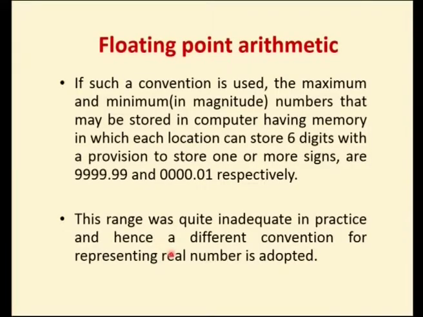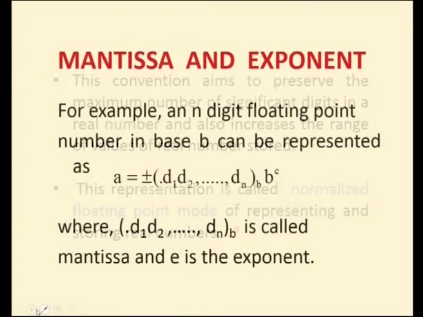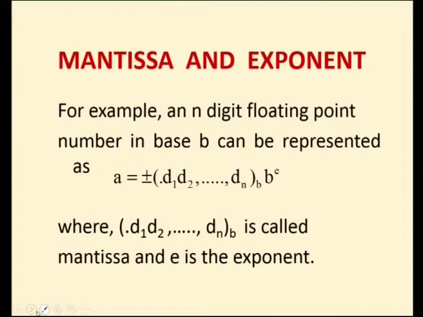Hence, a different type of convention for representing real numbers is adopted. This convention aims to preserve the maximum number of significant digits in a real number, significant digits in the sense more number of digits in a real number, and also increases the range of values of real numbers stored. So, this representation is called normalized floating point mode of representing and storing real numbers. Mantissa and exponent.